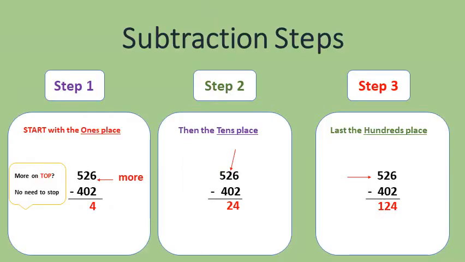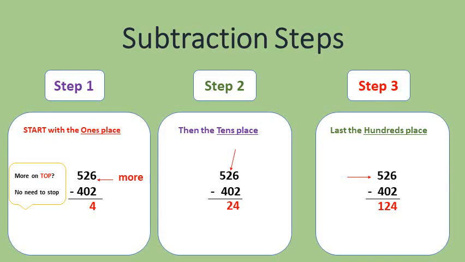So let's do it together. Step 1, we are going to start with the ones place. So I have here 526 minus 402. So the ones is 6 and 2. Which one is more? So more on the top, no need to stop. Of course, 6 is more than 2. So I'm going to subtract and the answer is 4.